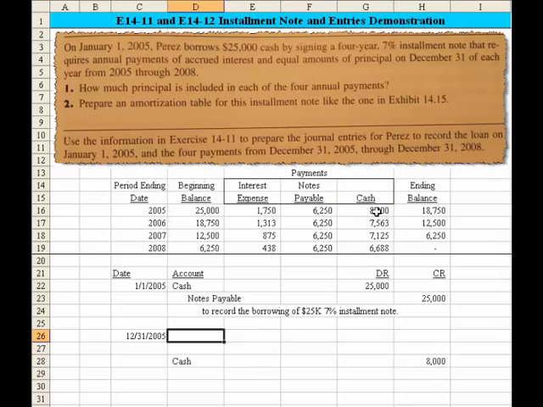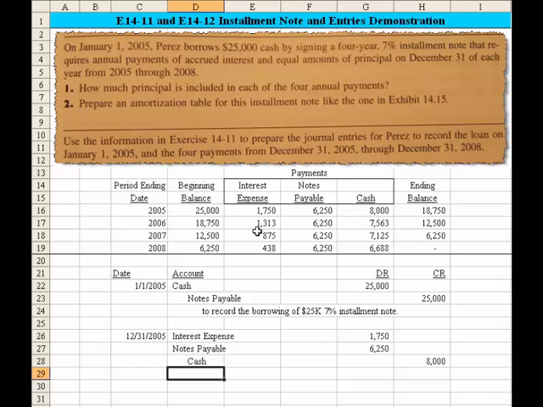And then we know we have to record interest expense. And then we also have to reduce the notes payable by the amount of the principal. So the notes payable then is the debit of that amount from our amortization schedule right there, and the interest expense is going to be equal to that $1,750. And sure enough, our debits equal our credits. So we've done this one correctly.